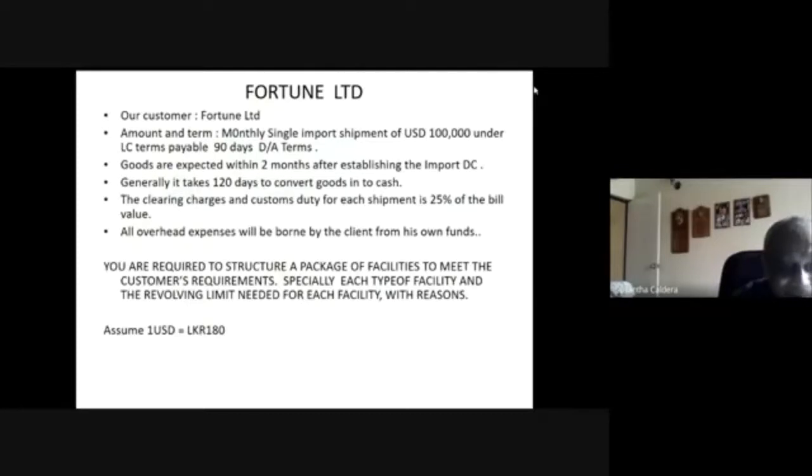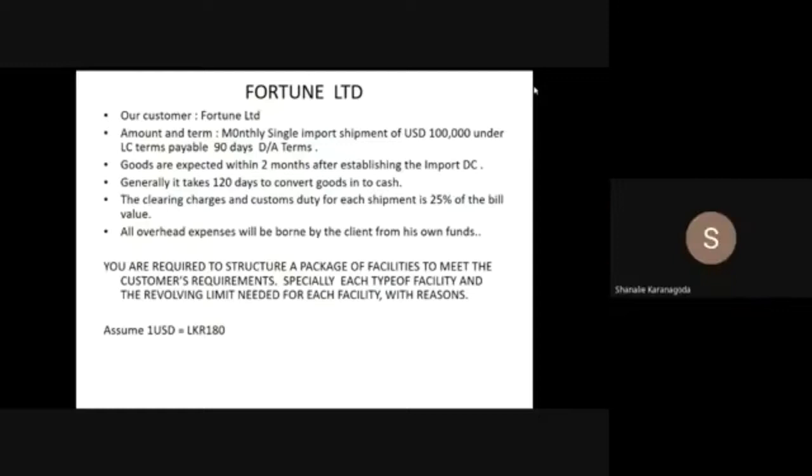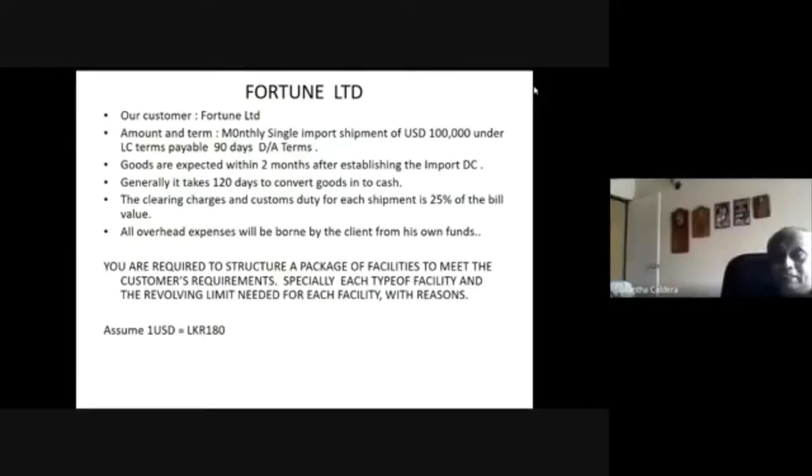Overhead expenses, custom duty, clearing charges and custom duty remain. The overhead expenses will be borne by the client from his own funds. You have to be very careful when you are using words. It is for clearing charges and custom duty.